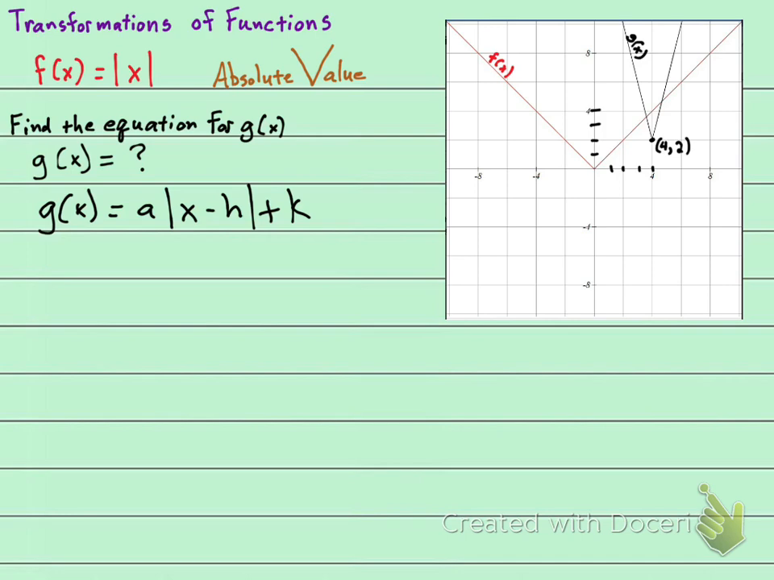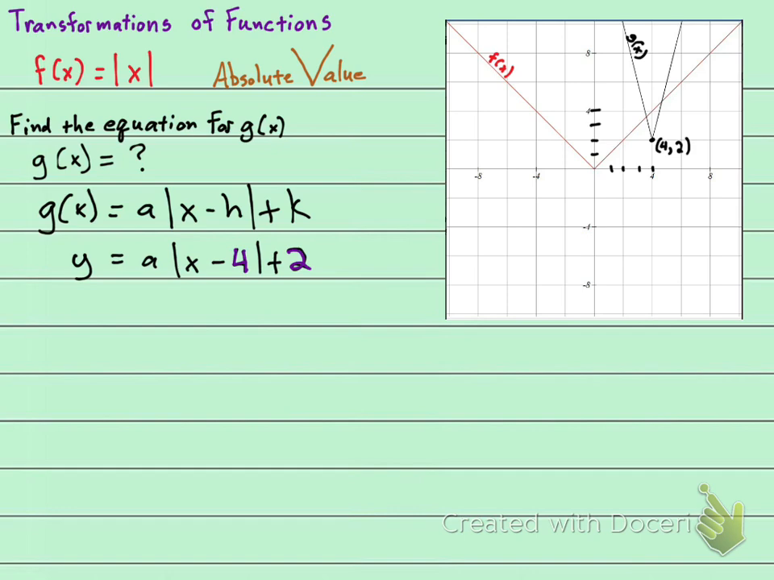You may just know that it goes 4 to the right and 2 up, so you may know to include x minus 4 plus 2. You may already know that just by looking at it, but basically we're plugging in the 4 and the 2 here. Now our g of x is our y, so I'm just going to put a y in there, and that's going to help us find the next part.